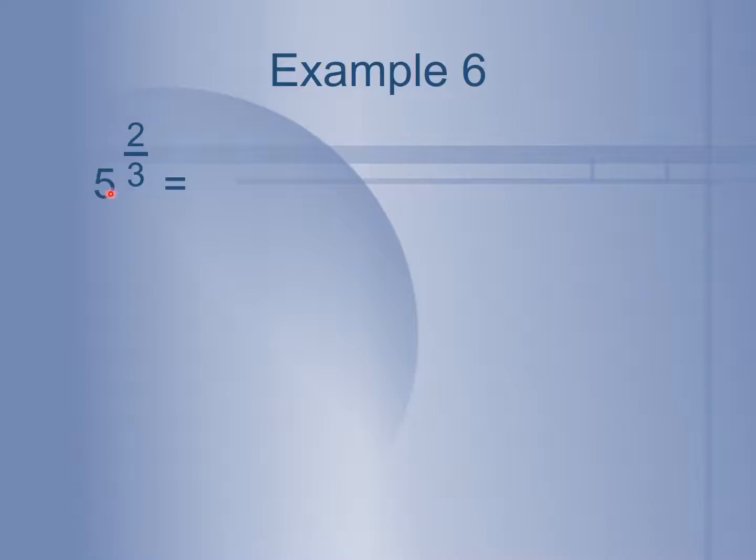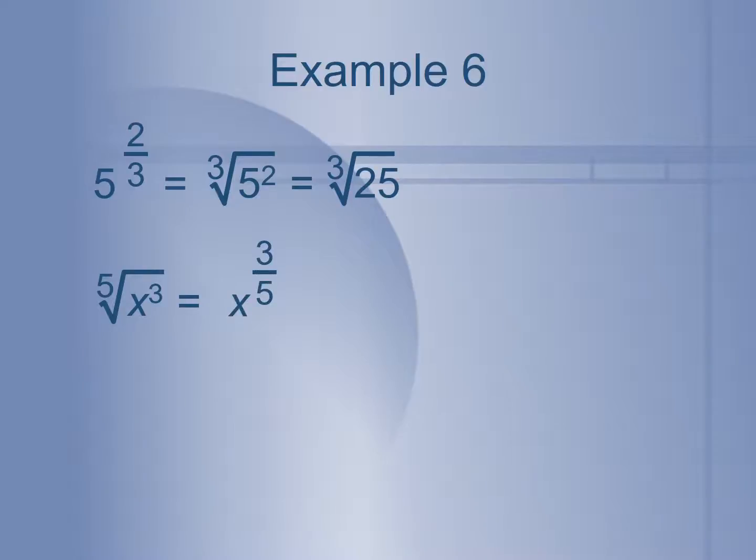So let's say we want to convert 5 to the 2/3. Remember, the denominator becomes your index, and the numerator becomes your power. So now we have the cube root of 5 squared. Well, 5 squared is 25. So now we have the cube root of 25. Let's try another one. Let's convert the fifth root of x cubed. Remember, the index becomes the denominator of the exponent. So instead of x to the 3, we'll have x to the 3 over 5.